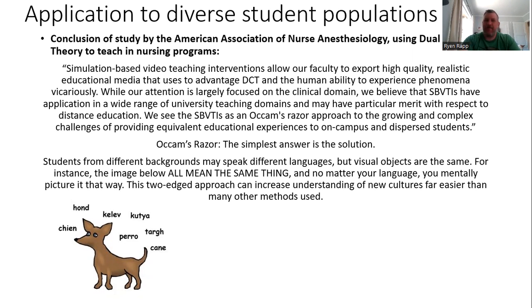It's not. And their conclusion was that they saw dual code theory as an Occam's razor, which is the old thing. It's the simplest solution. In sales, we call it KISS, K-I-S-S. Keep it simple, stupid. You don't have to add the stupid part if you don't want. But what this means is that students from different backgrounds may speak different languages, but visual objects are the same to all of us. A dog is a dog. That is a dog.